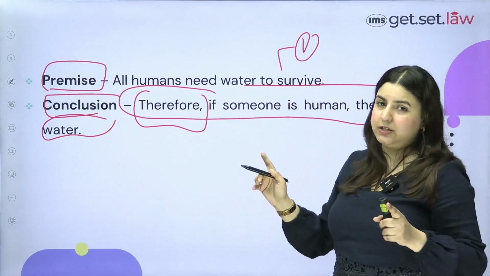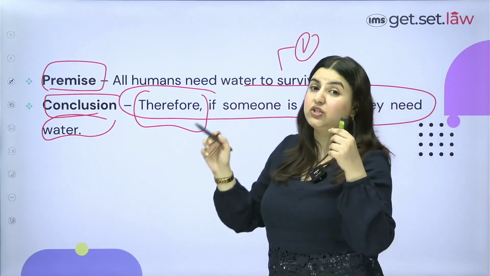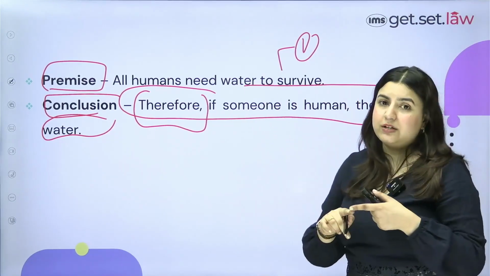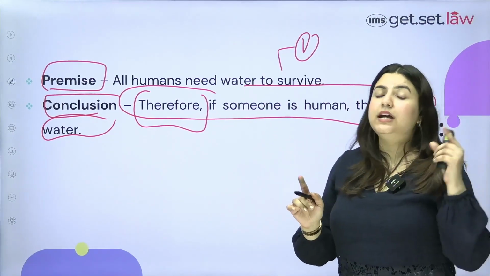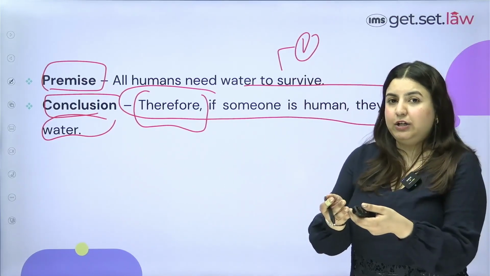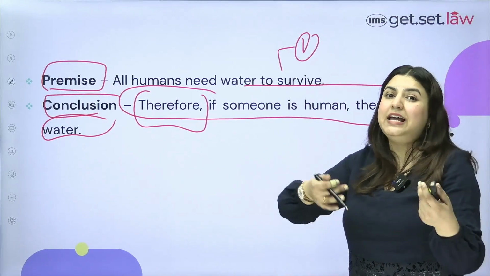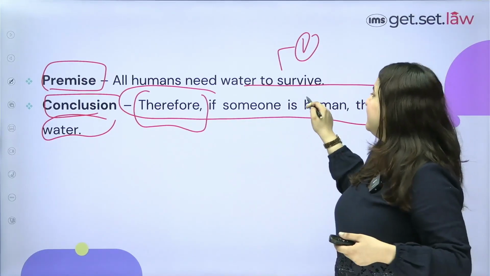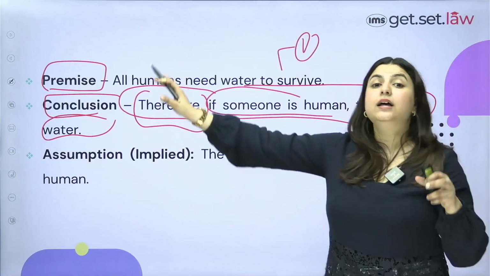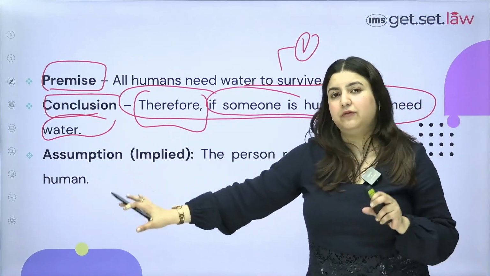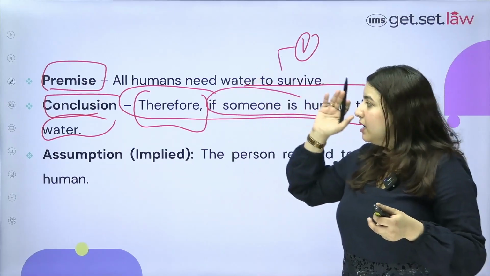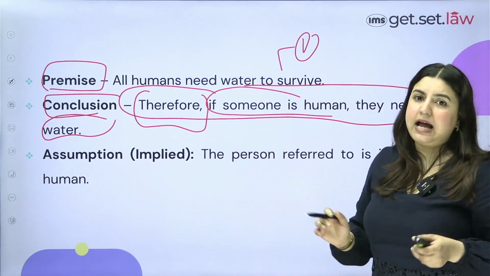You have two reasons for it. One is the premise, which is explicitly stated in the passage, which is all humans need water to survive. The second one, which is the hidden statement, which is what our assumption is, the person being referred to is indeed a human. You really have to be a human, and therefore if someone is human, they need water. This is the assumption. This is the most basic form of explanation that I can give to anybody, right? This is assumption explained at its basic.